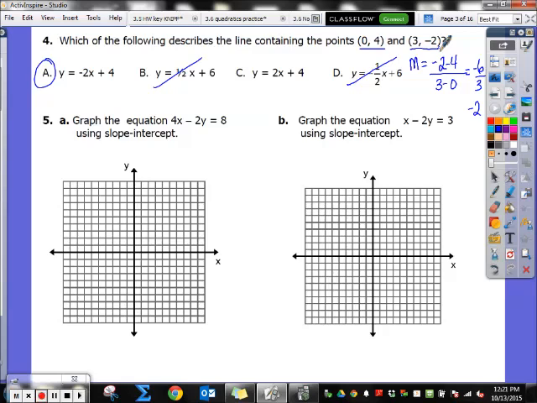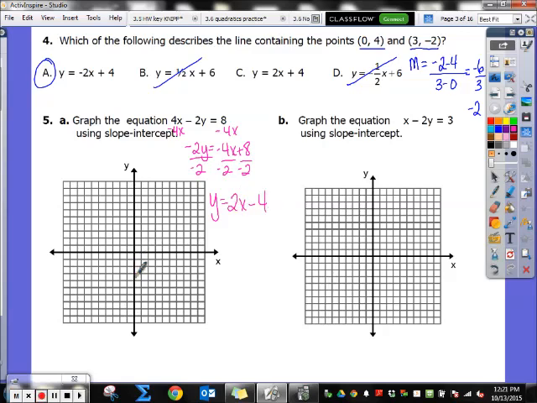Number 5, if we are going to graph, it always needs to be in slope-intercept form. This question was nice enough to say using slope-intercept form, but you could also use your x and y-intercepts if you wanted to, but I like to get it in slope-intercept form. So subtract 4x. Remember, you can always pause the video so that you can do the work first, and then you can watch to make sure that you did it correctly. So we have y = 2x - 4.